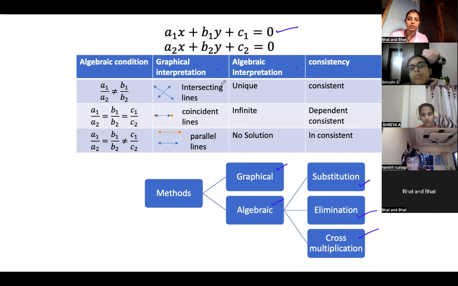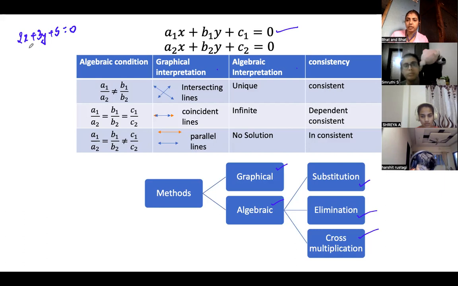Yes, ma'am. So you used to plot these graphs, correct? So when you plot the graph, you used to get a straight line. Something like 2x plus 3y plus 5 is equal to 0. If this is the equation, you know how to plot the graph for this, correct?